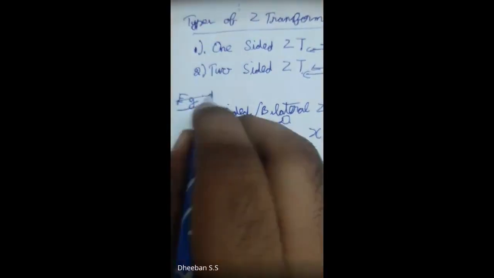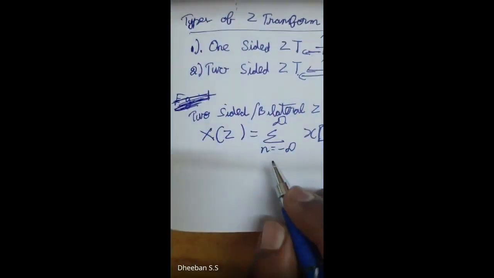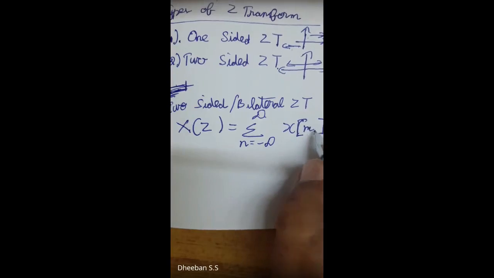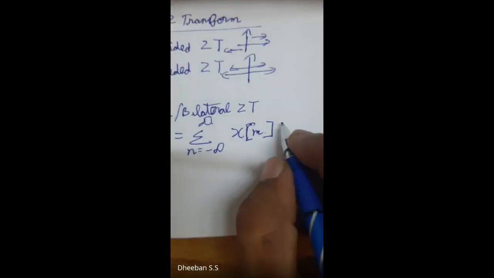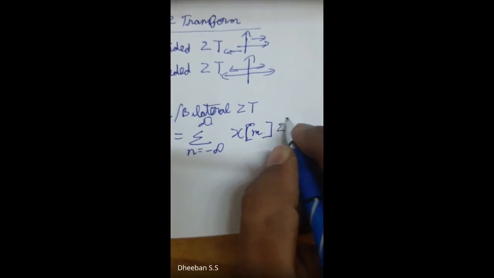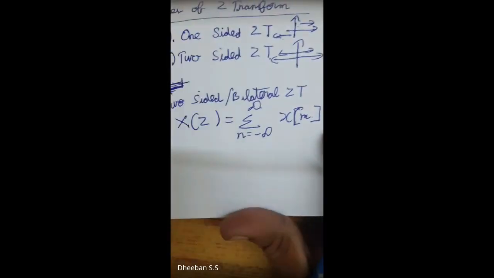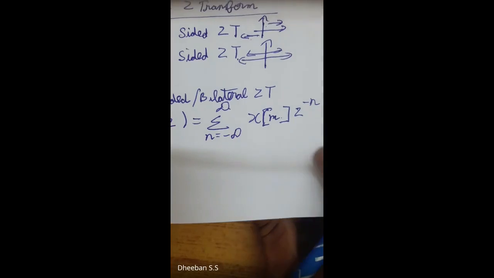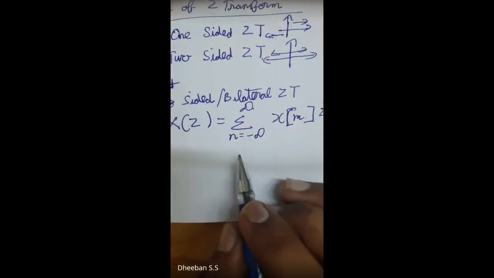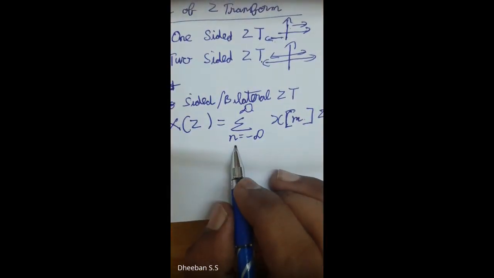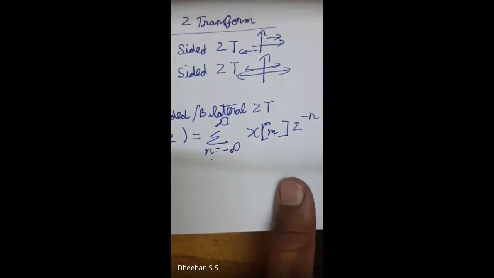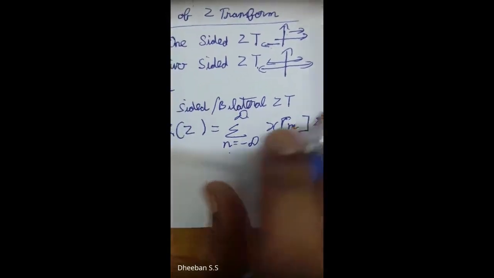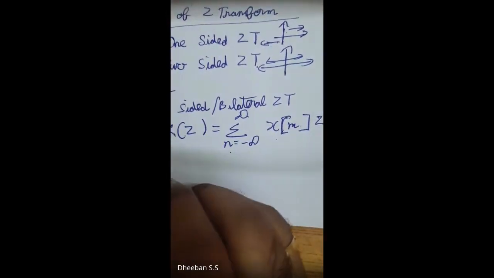So this is not an example. This is the way to represent your Z transform: x of z equals summation over n from minus infinity to infinity of x of n times z to the power minus n. This is how they represent the Z transform. You have studied this in math, just recall it.